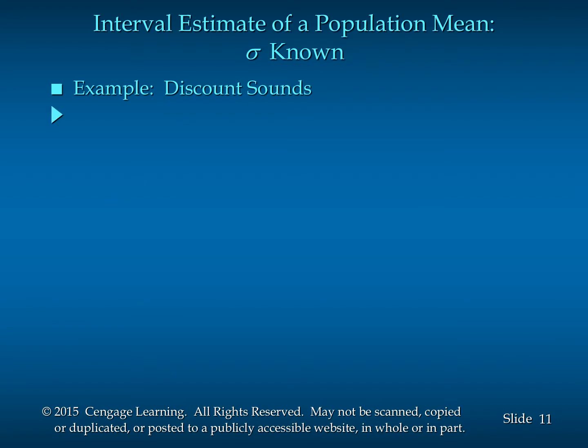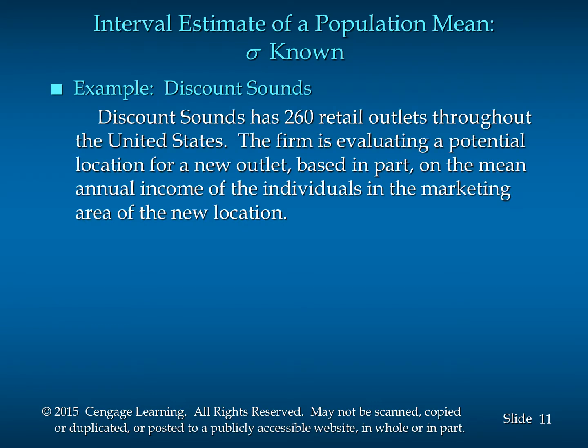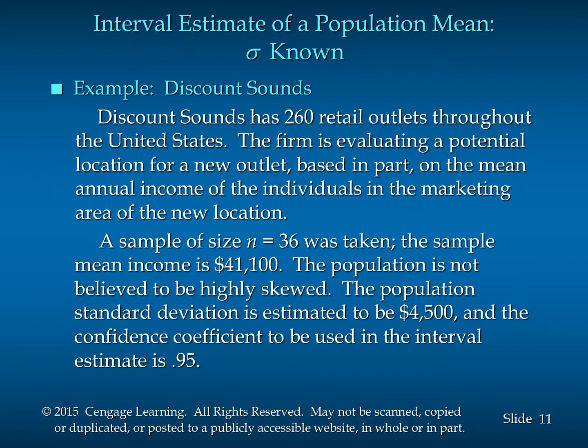Let's do a real example. Consider a sample size of n equals 36 that has a sample mean x bar equal to 41,100. We assume that the population is not highly skewed and that the population standard deviation is 4,500. We do not know the population mean. We want to calculate a confidence interval at this confidence coefficient of 95%.